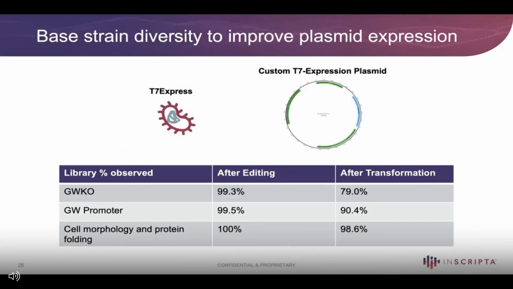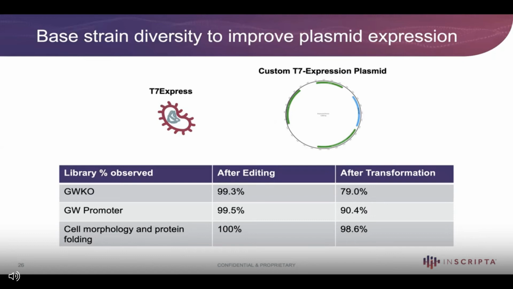So directly after editing, directly off the instruments, for the genome-wide knockout library, what I'm showing here is the percent of the library that's observed. So we had greater than 99% of the libraries observed on the genome-wide knockout, genome-wide promoter, and the cell morphology and protein folding libraries.